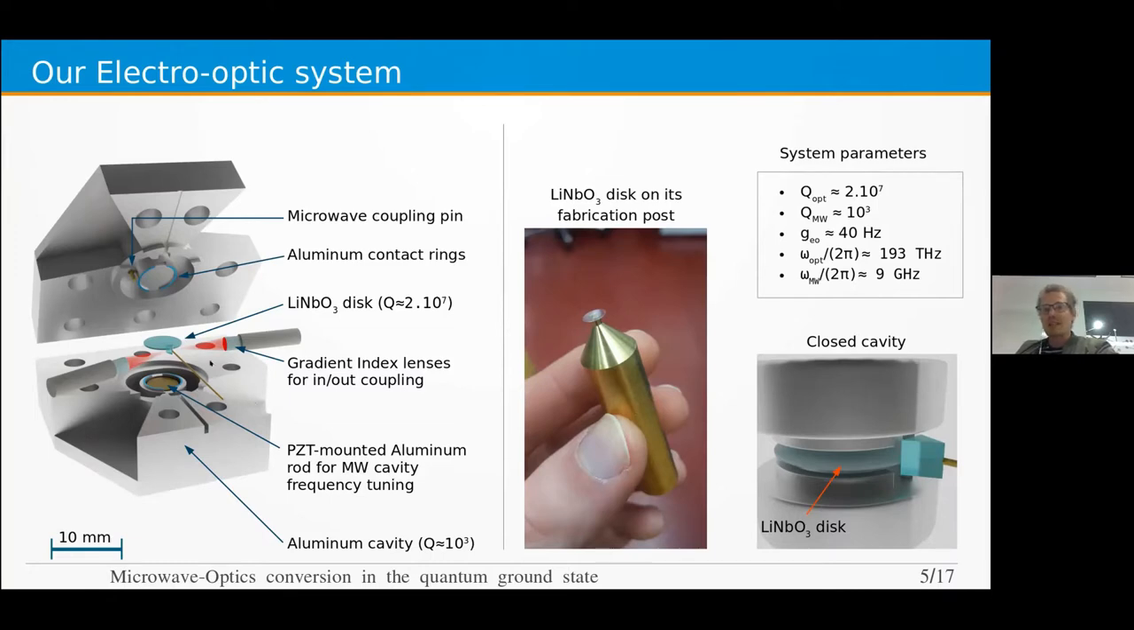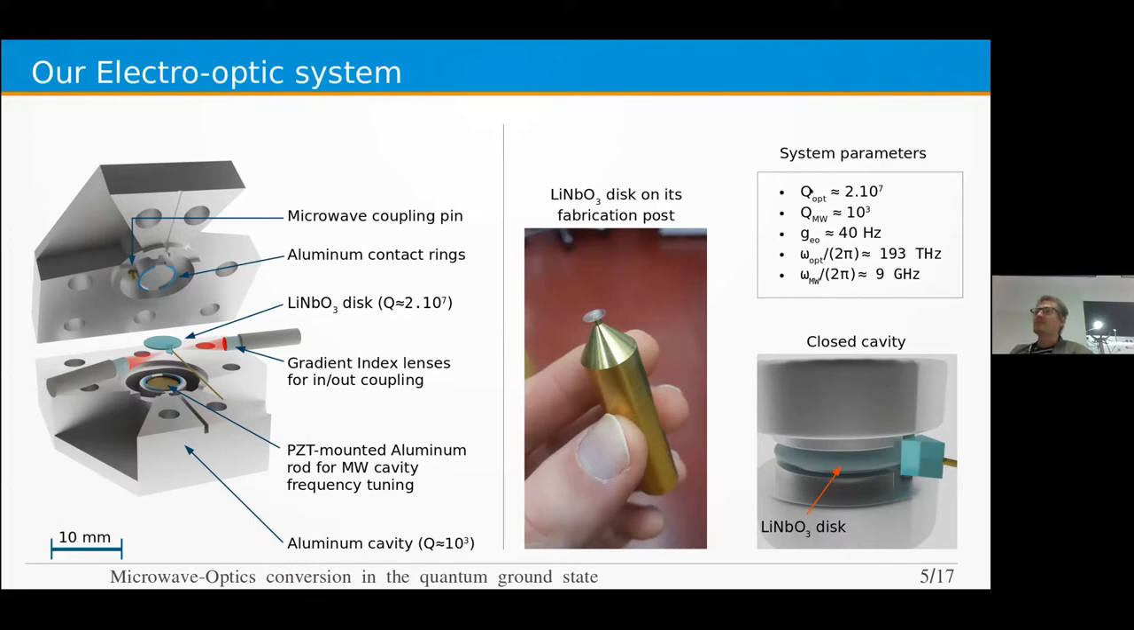We have two green lenses that we use to couple light in and out from the disc with the help of a prism. On the microwave side, we couple the energy in and out of the cavity through a standard microwave pin. Also, you can see this little brown cylinder. This is basically pushed up and down in order to tune the microwave frequency. The disks we produce have a thickness of typically 100 micrometers. And here you can see a disk attached on the post that is used to fabricate it.